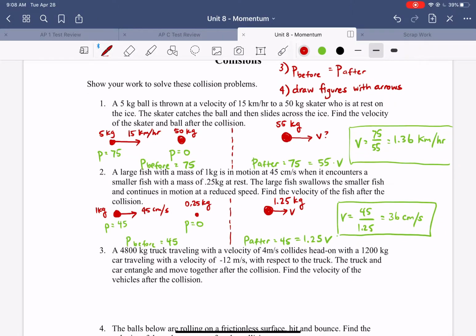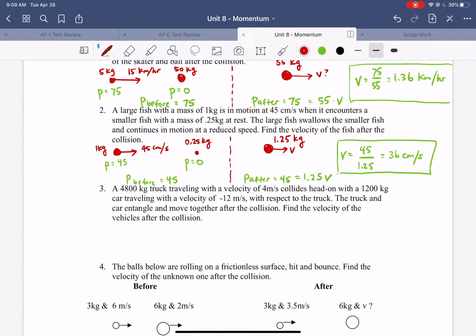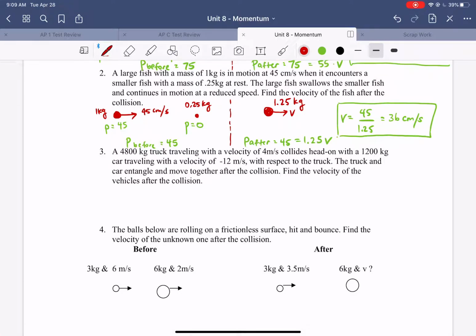Okay, so number 3 is going to be a little bit different. The second object is not going to be at rest this time. All right, so let's see how that one works. We have a 4,800 kilogram truck. So m equals 4,800, traveling with a velocity of 4 meters per second. And that collides head on with a 1,200 kilogram car. And that's traveling with a velocity of minus 12 meters per second. So the negative velocity tells you that the car is going in the opposite direction. And also the term head on here also implies that the two objects are moving in opposite directions. All right, so we have velocities of 4 and minus 12.